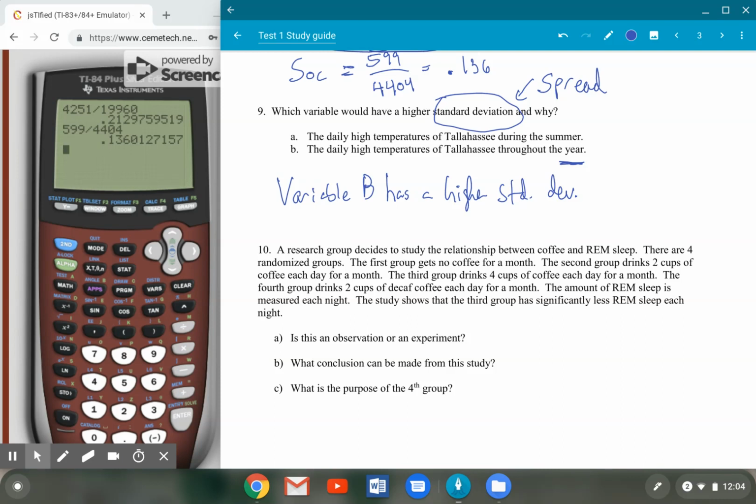REM sleep is measured each night. The study shows the third group has significantly less REM sleep each night. Is this an observation or an experiment? This is an experiment. We have 4 randomized groups, each doing different things. We've got a controlled experiment.